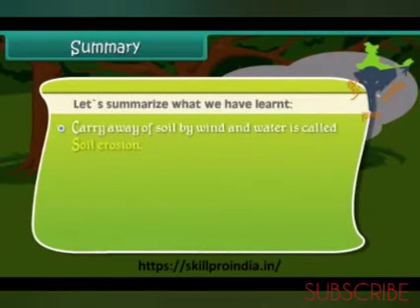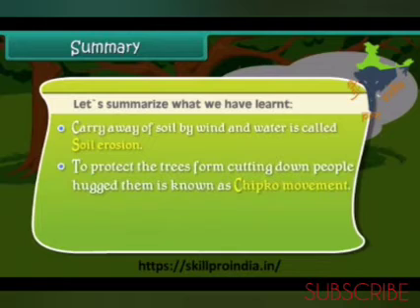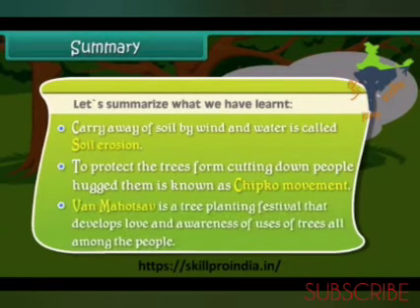Carrying away of soil by wind and water is called soil erosion. To protect the trees from falling down, people hugged them, and this movement is known as Chipko movement. Van Mahotsav is a tree planting festival that develops love and awareness of uses of trees among the people.